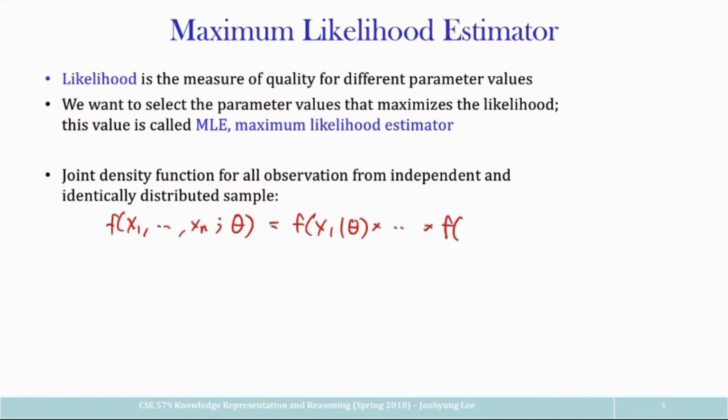I'm going to use a semicolon, because people often use a bar there, but it may be confusing with conditional probability. This semicolon means that the arguments of this function f are x1 through xn, conditioned on this parameter theta. As I just said, if you already know the theta value, then you can find out the probability of the coin being tail, head, tail, right? You can figure it out.